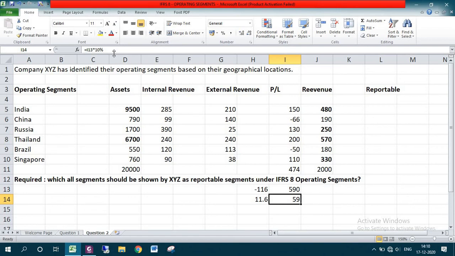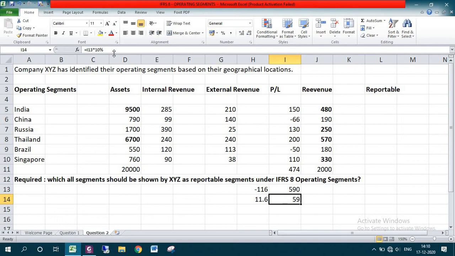Just consider loss was 59 and the profit was 11.6. What will we take? Still we would take 59, right? Because we are talking about numbers, not negative and positive. Got it, right? So now we can apply it in the scenario.